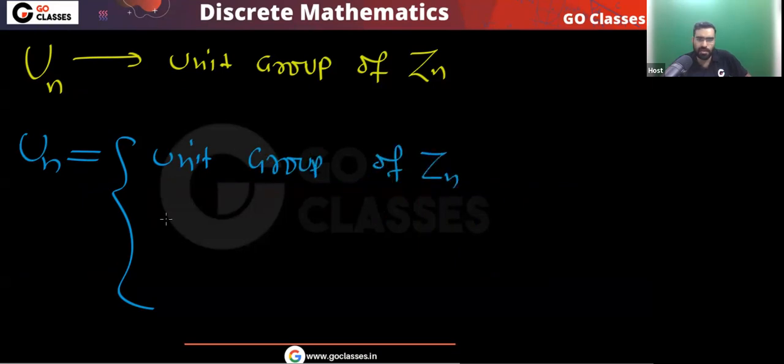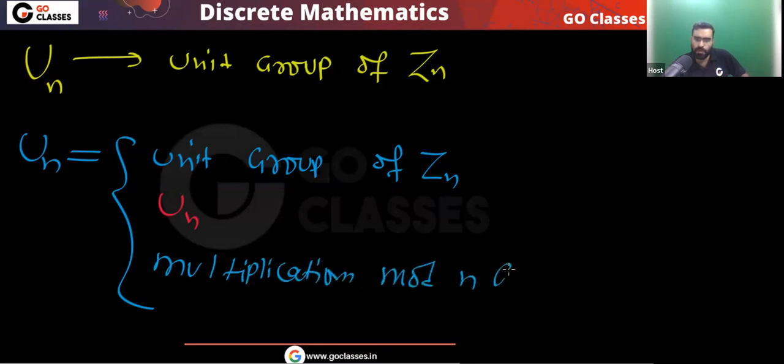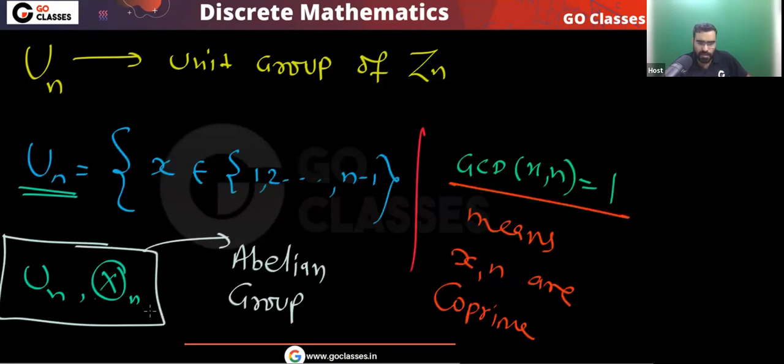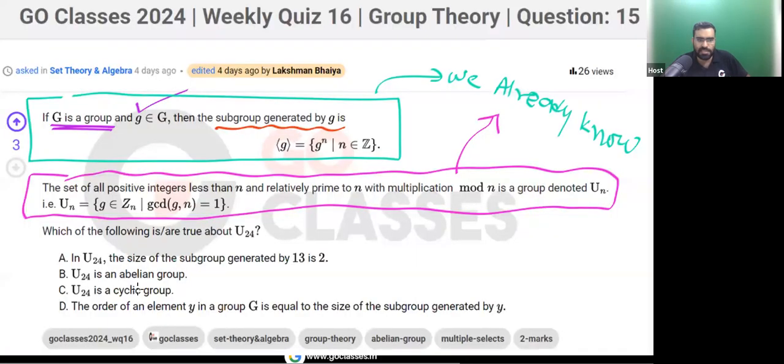Or what you can call it, you can simply call it UN, or you can simply call it multiplication modulo n group. Okay, so many different names are there. Very simple. Because this UN under this operation multiplication modulo n is an abelian group, we already know. So definitely this is an abelian group.